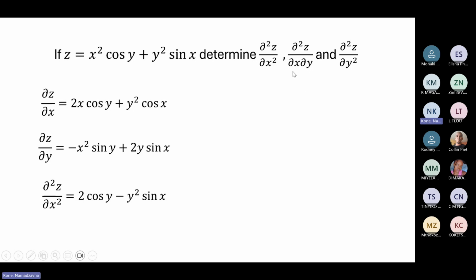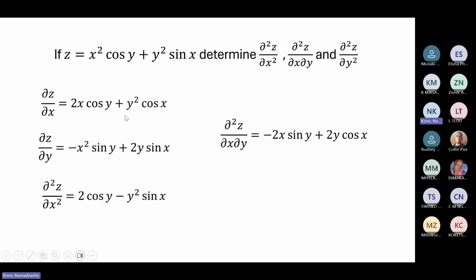Now with this one, d squared z over dx dy. Already we've got dz dx, which is this one. Now to get d squared z over dx dy, we are supposed to take this one, dz dx, and find its derivative with respect to y now. So that we have d squared z over dx dy. We go to this one, and now we derive this with respect to y.